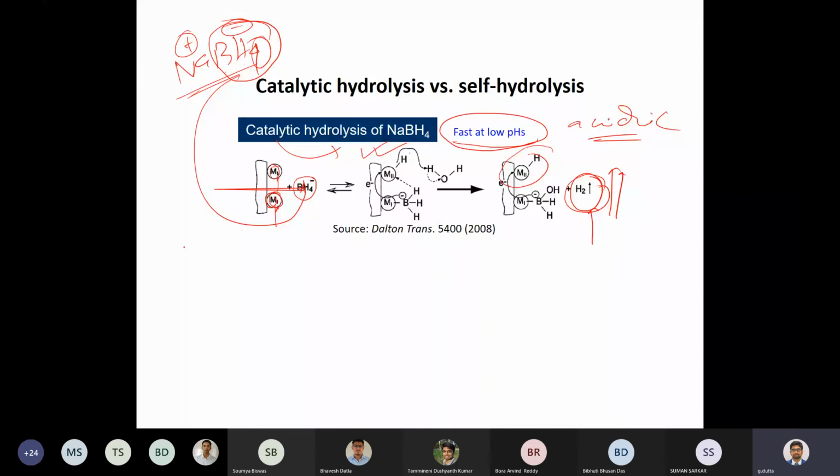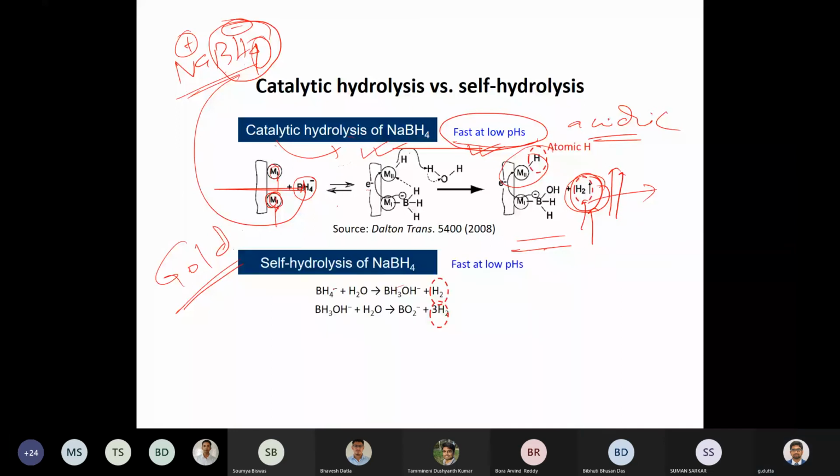I am always mentioning this is for the gold case, but we can change the material. That I will come to. First, this is for the lower pH case and the gold case. It can be done in a very good way. Because of this hydrolysis, the hydrogen can adsorb, and the hydrogen molecule can be evacuated from the solution. So this is called the catalytic hydrolysis, and here actually the self hydrolysis of the sodium borohydride.